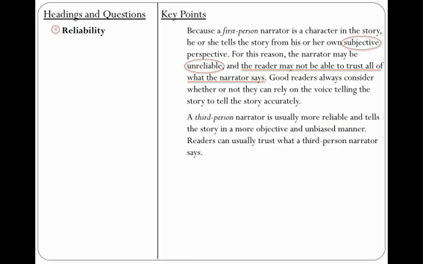A third-person narrator is usually more reliable and tells the story in a more objective and unbiased manner. Readers can usually trust what a third-person narrator says. So, objective is kind of the opposite of subjective. If you're subjective, you're opinionated. If you're objective, you're factual. So you're describing things that go on in a very fact-based way, much like an encyclopedia would describe things.